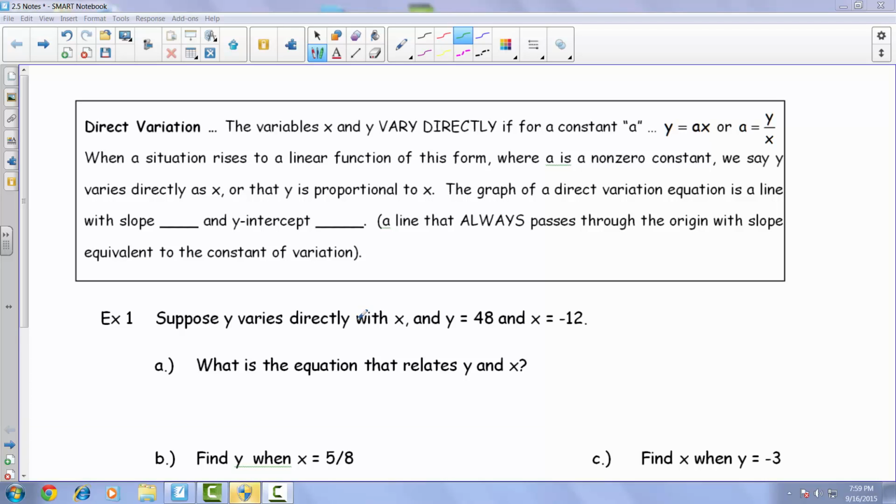Here we are at example 1 from our 2.5 set of notes. But before we dive into this one, let's look at our definition for direct variation, so that'll help us out. The variables x and y vary directly if you have some constant. I'm actually going to switch this variable. Instead of an a, we're going to make it a k. So then you end up with y is equal to some k, the constant of variation k, times x.